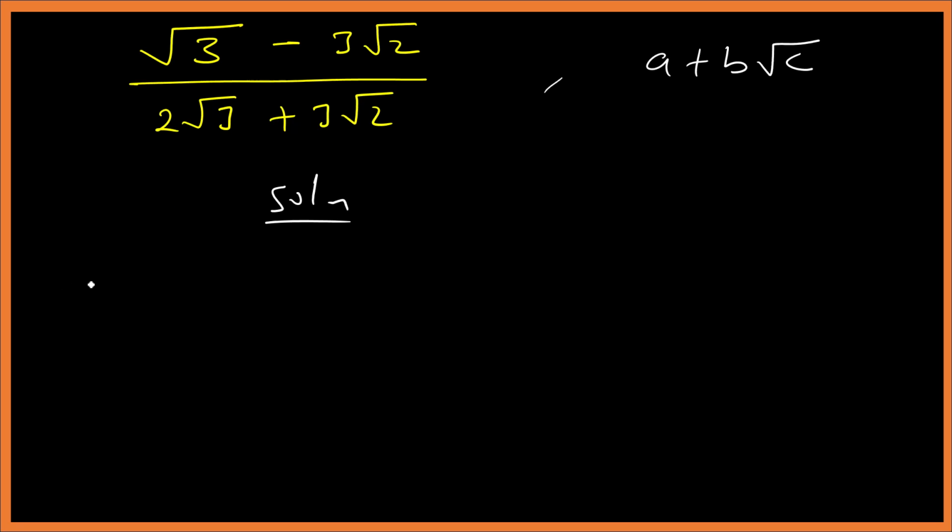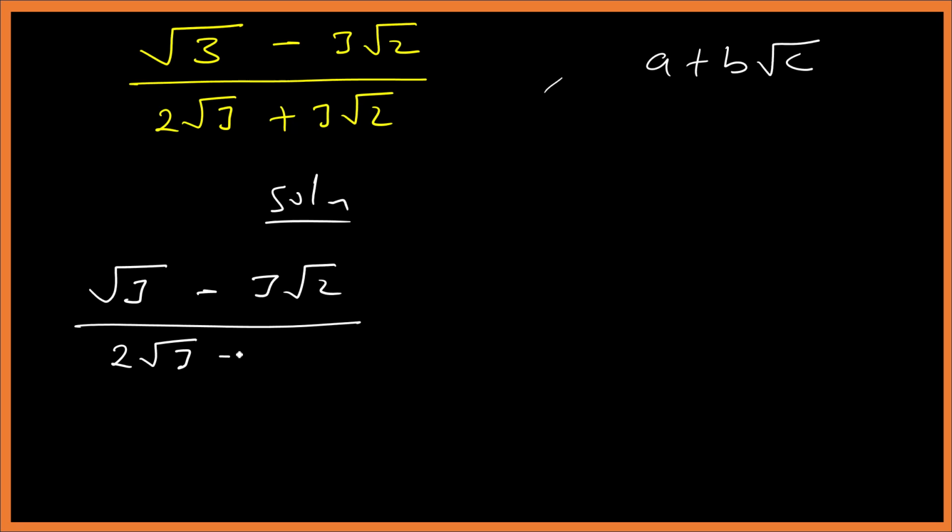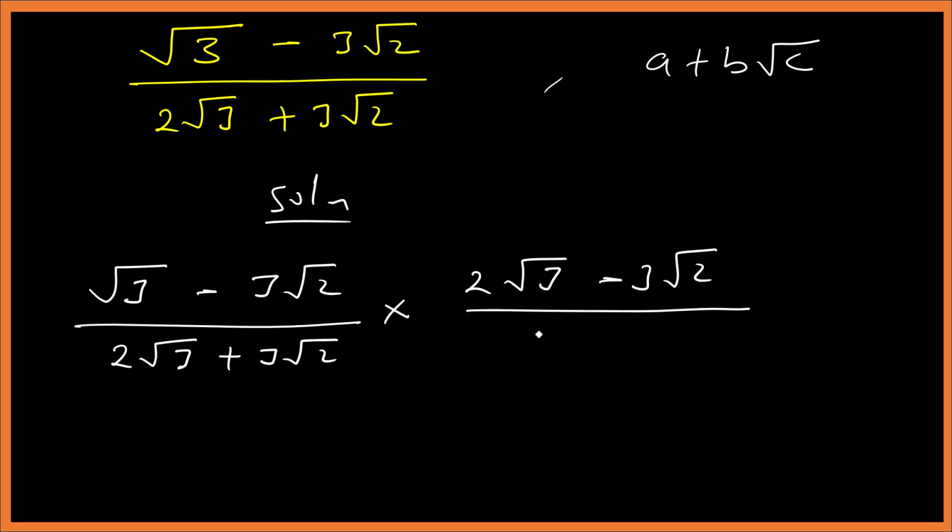So we have 3 minus 3 root 2 on 2 root 3 plus 3 root 2, times, so the conjugate, the sign will change, 2 root 3 minus 3 root 2 on 2 root 3 minus 3 root 2.